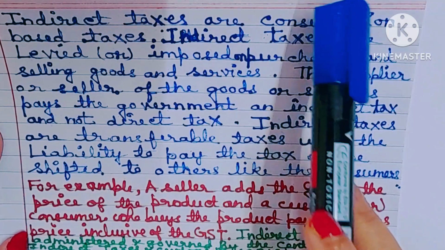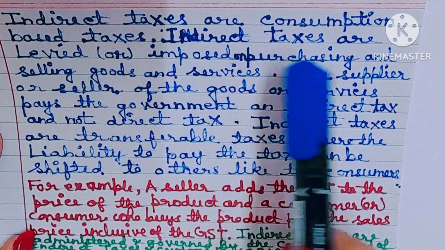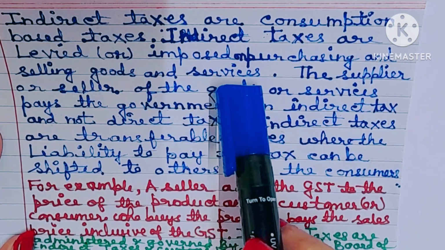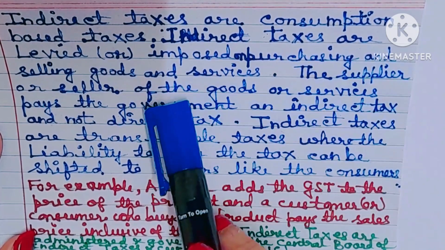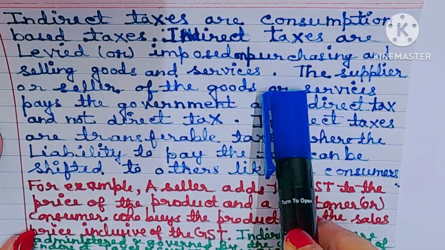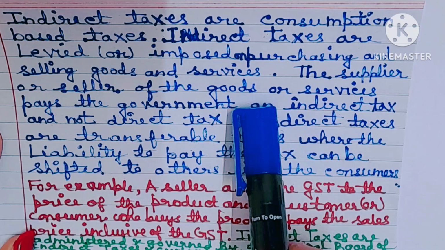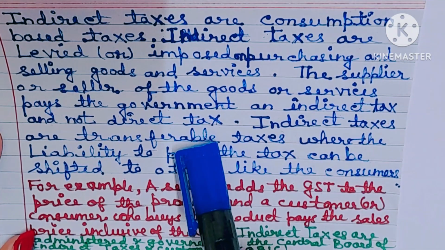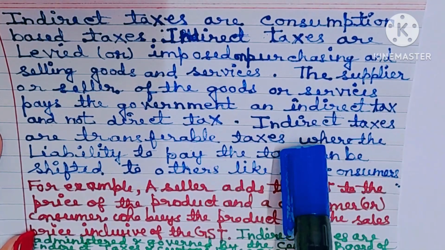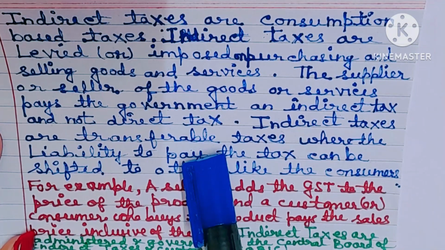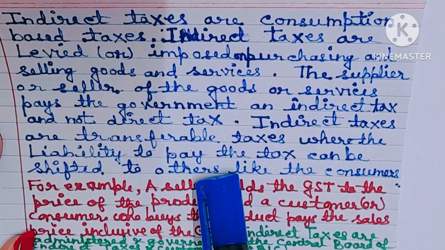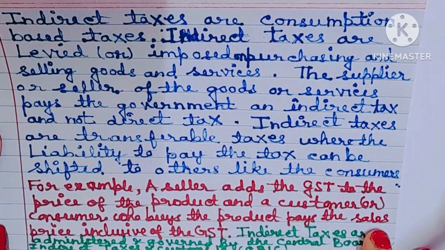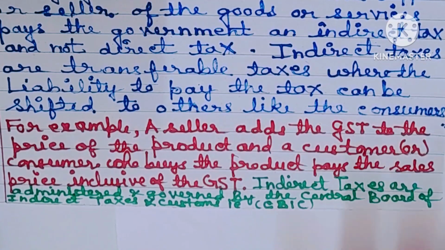Now what is indirect tax? Indirect taxes are consumption-based taxes. Indirect taxes are levied or imposed on purchasing and selling goods and services. The supplier or seller of the goods or services pays the government an indirect tax and not direct tax. Indirect taxes are transferable taxes where the liability to pay the tax can be shifted to others like the consumers. Let me give you an example of indirect tax.